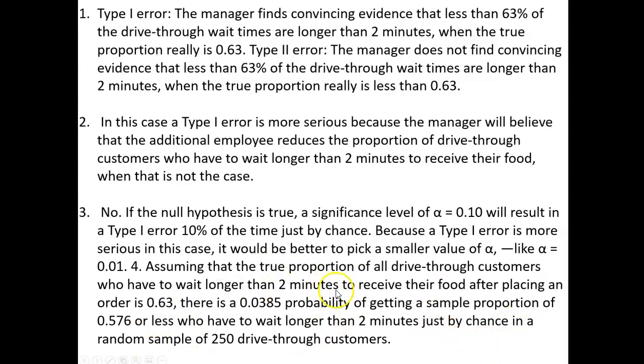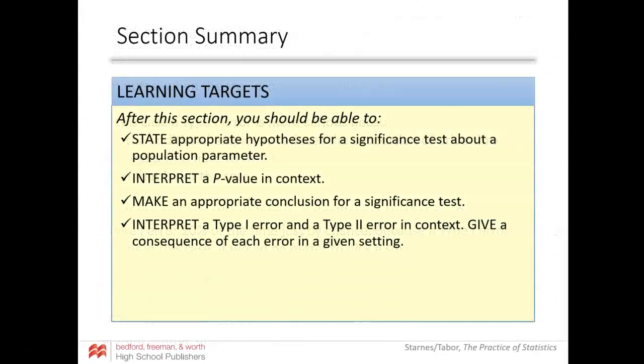So just to hit home what this p-value interpretation looks like, you assume the null hypothesis is true. With the context, so watch out, there's a lot of context there. There is, here's the p-value, probability of getting a sample proportion of, here's the statistic, or less, who have to wait longer than 2 minutes just by chance in a random sample of, and so on. Again, I feel like we need a poster in our lives for that one. That one takes a while to get used to.